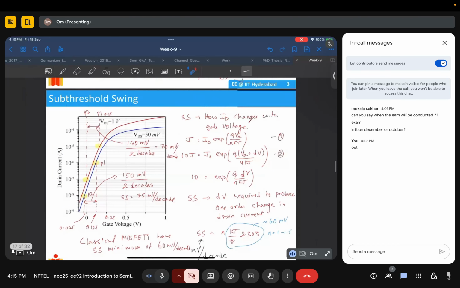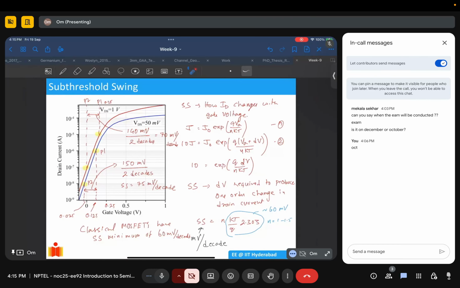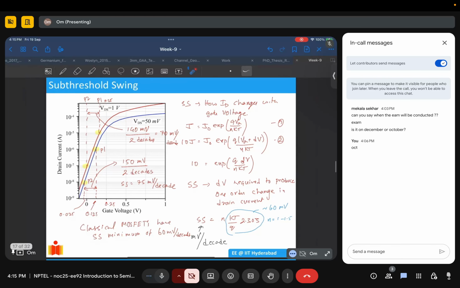So this is quantified with the help of the subthreshold swing factor. Subthreshold swing tells us how the ID current changes with respect to gate voltage. So we want a large current change. Current should change like this for a very small voltage change, right? But this still has some physical limits.